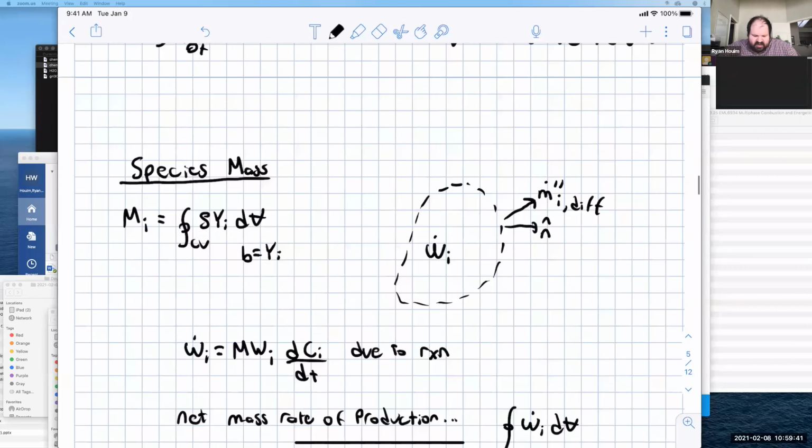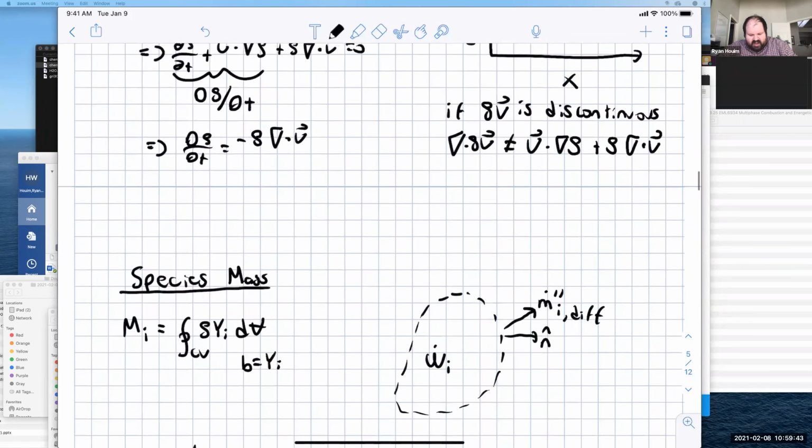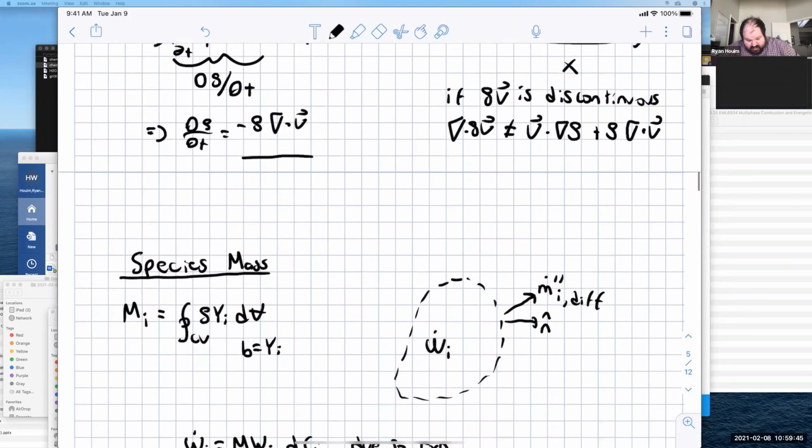Okay, so we did conservation of mass, and we basically wrote it in a form that you traditionally see, that is used for basically low speed flows. Now, one thing I'll mention later on.